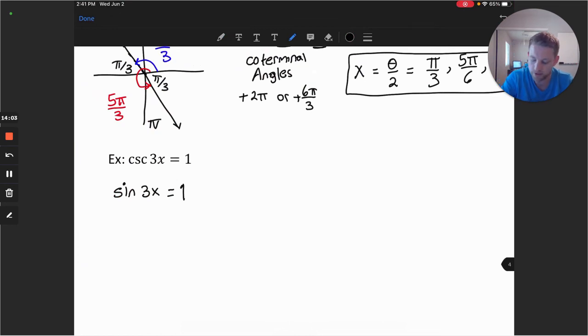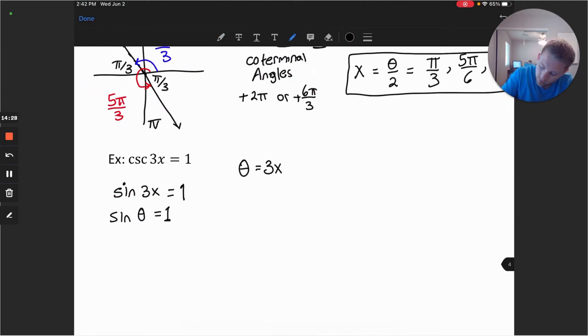So let's start by taking theta as my value for 3x. That's my substitution. I'll write this as sine of theta is equal to 1. Now let's consider what are the angles that give me the sine of theta equals exactly 1.